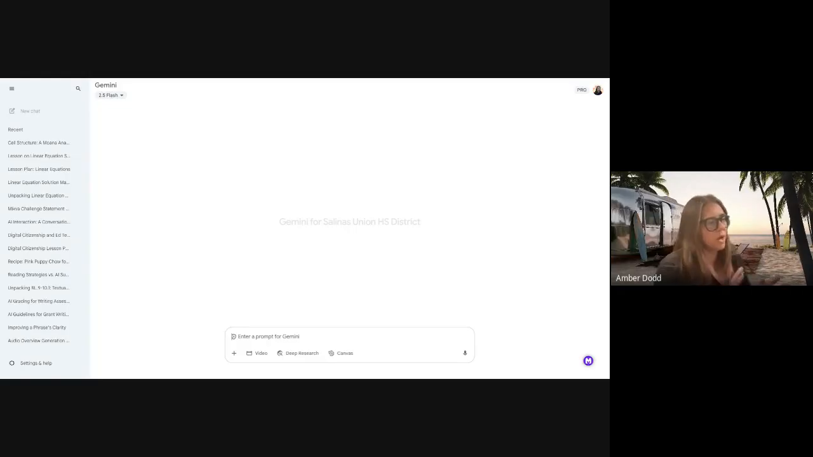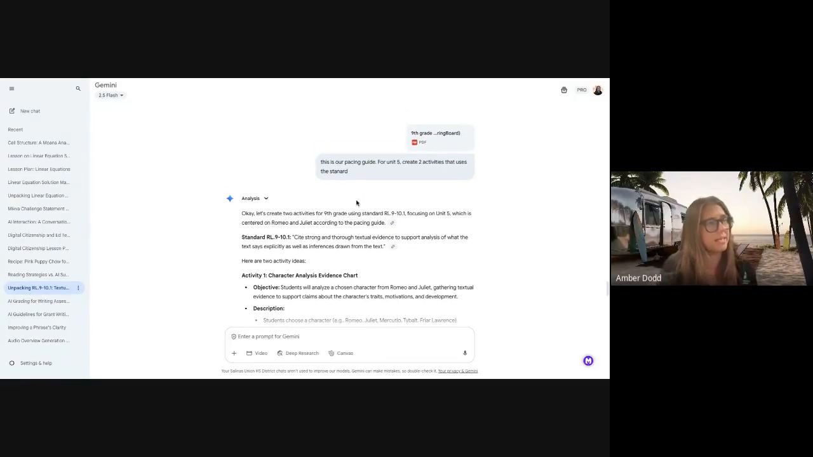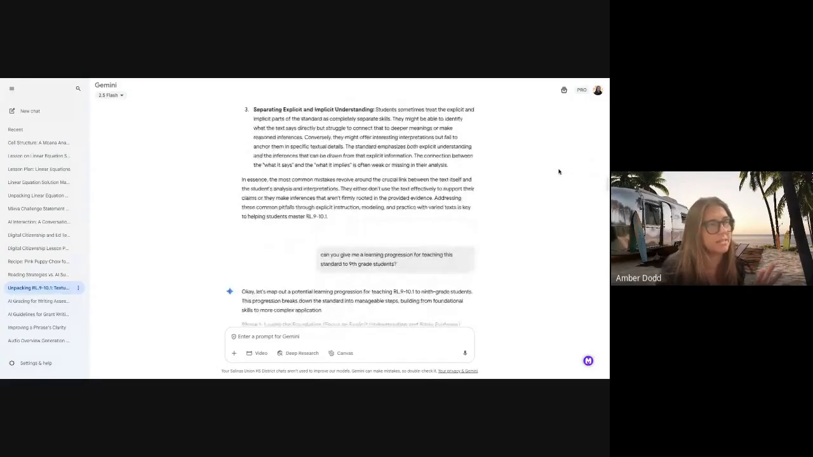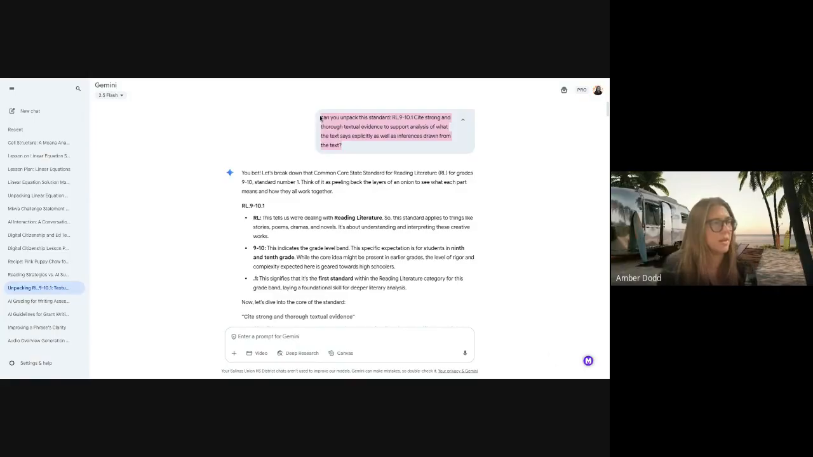If we go to Gemini, we can have that. So for example, I have here unpacking the standards. I can say, can you unpack this standard? Let me actually take this whole thing and start a new one.